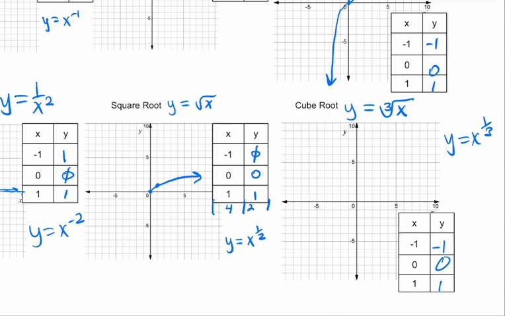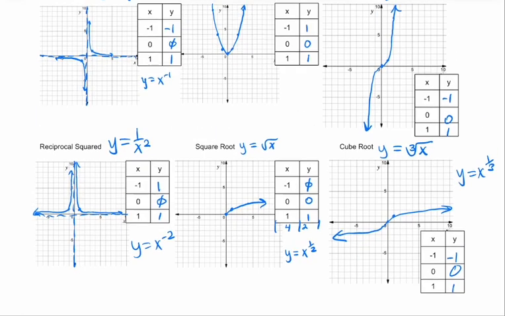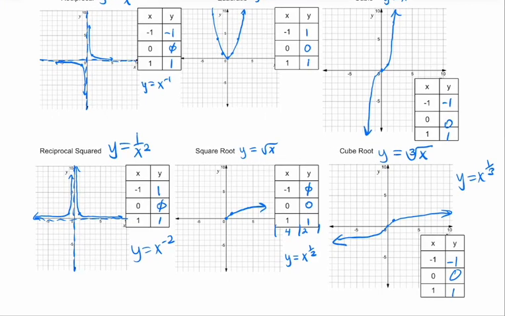It looks super like a square root. This piece still swoops to the right. But you got an extra little piece down here. So that is our square root and cube root function. Okay, so plan on having those memorized early next week.